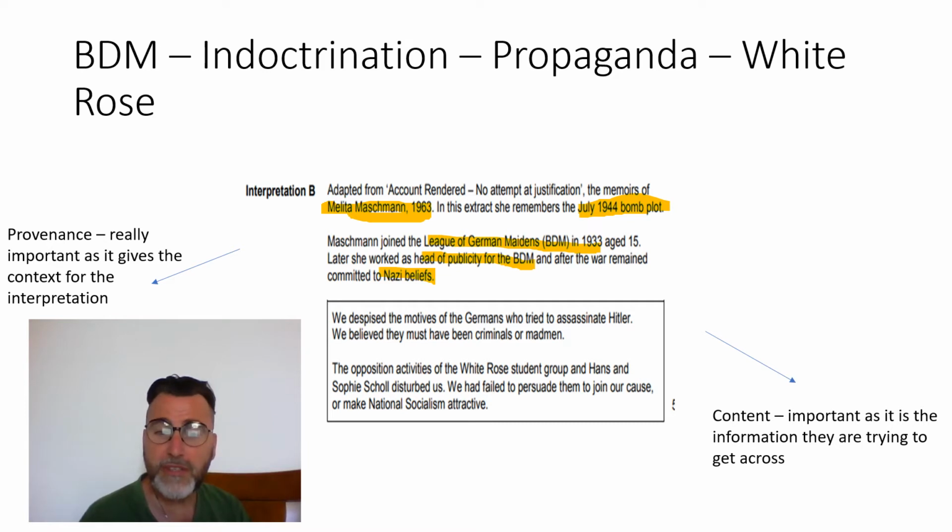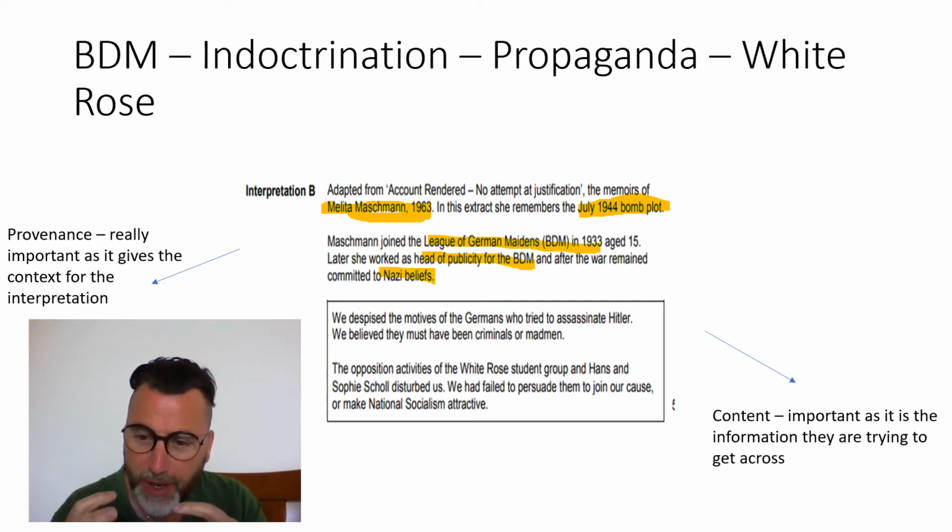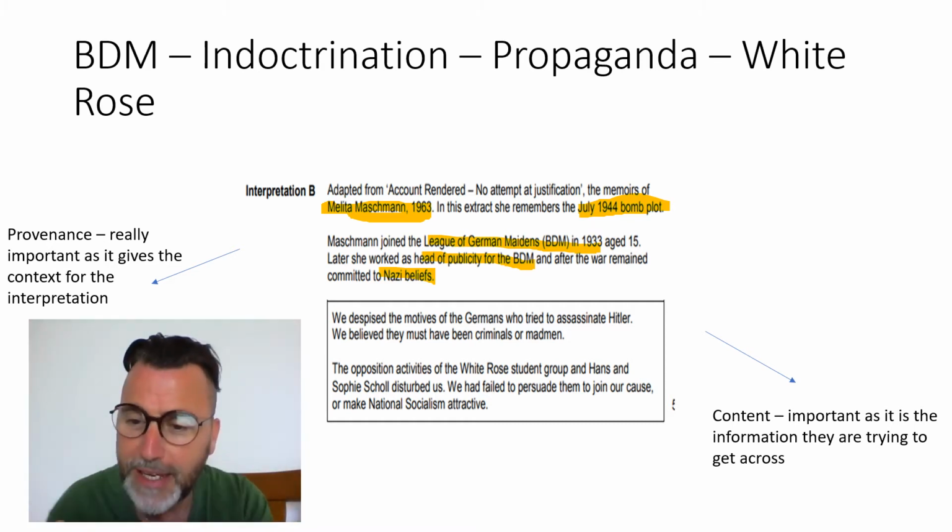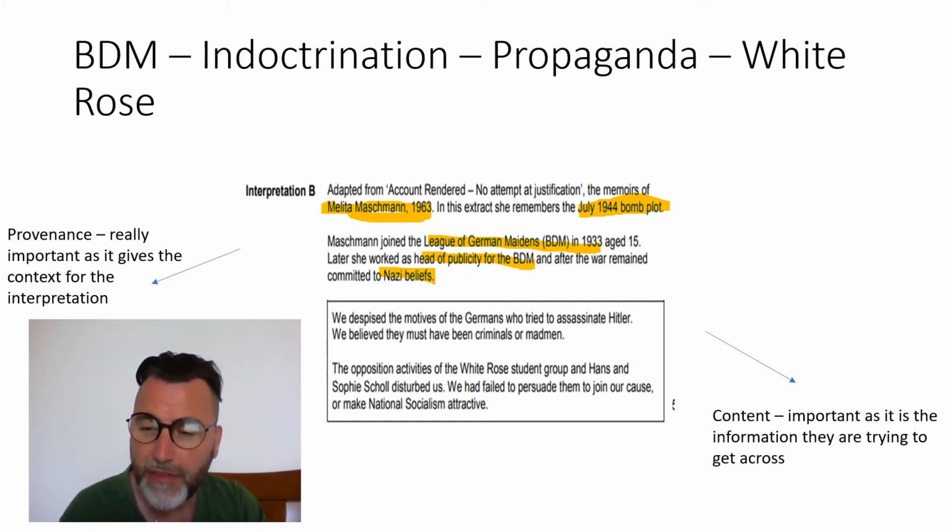"The opposition activities of the White Rose student group, Hans and Sophie Scholl, disturbed us. We have failed to persuade them to join our cause or make National Socialism attractive." She can't understand it. This is a failure. The fact that these people haven't bought into that Nazi belief is a failure. Why have they not made that happen?